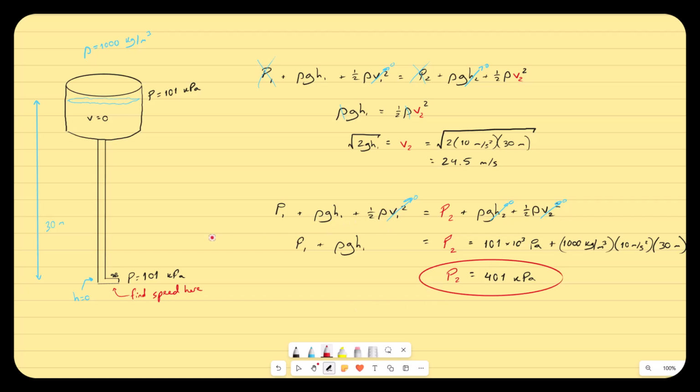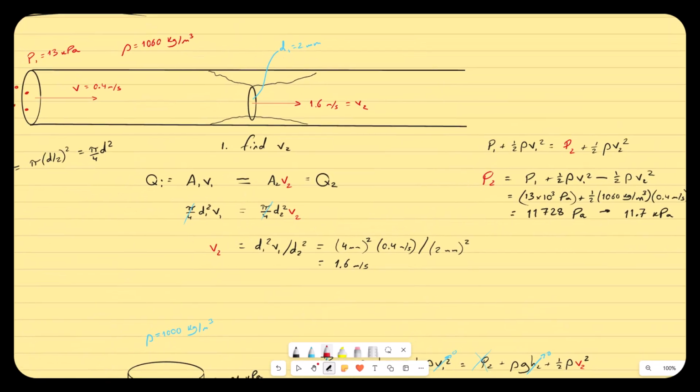So we can do a bunch of different problems with this, but they all come down to kind of the same exact equation. For the most part, when we do one of these, we will either have, in this case, no change in speed. In this case, no change in pressure. And in this case, no change in height.